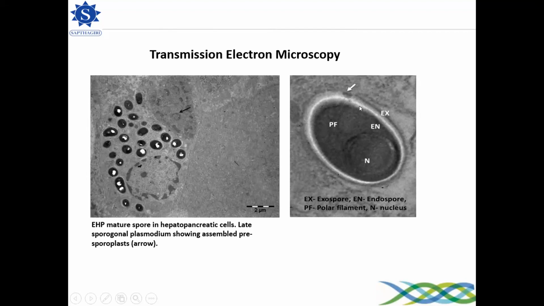The second picture is the TEM image of EHP spores. It's oval in shape. You can see the polar tubes. The polar tube is a syringe-like structure which helps the spores to introduce the sporoplasm into the cells.